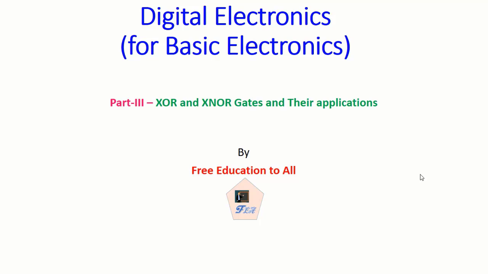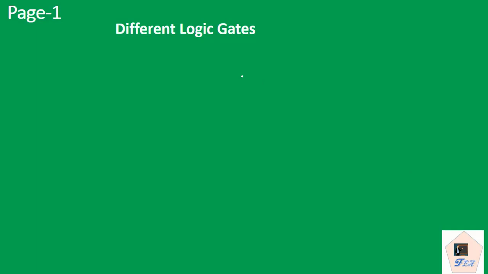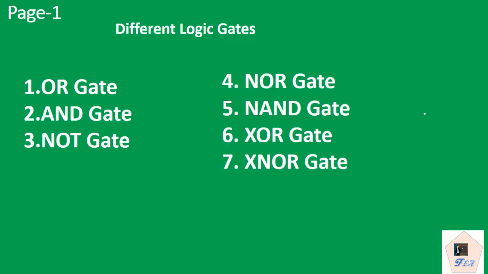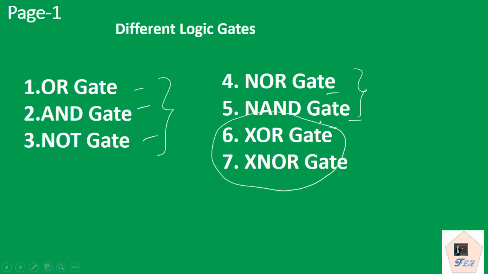Here we are going to explore the XOR and XNOR gates and their applications. Earlier we have seen there are different logic gates, and out of these OR, AND, NOT, NOR and NAND gates, these we have already discussed in our previous lecture. So here we are going to concentrate on XOR and XNOR gate.